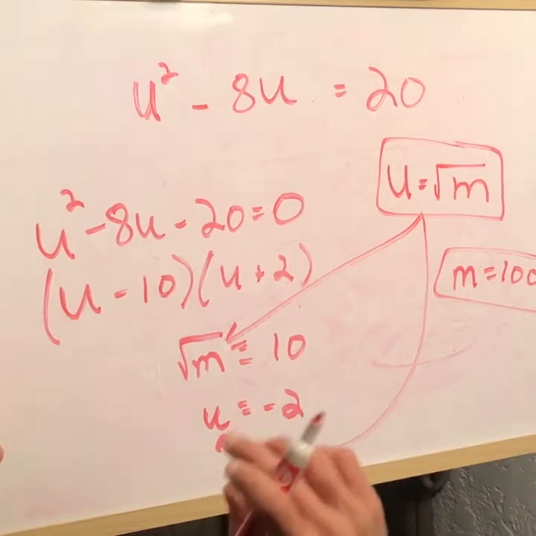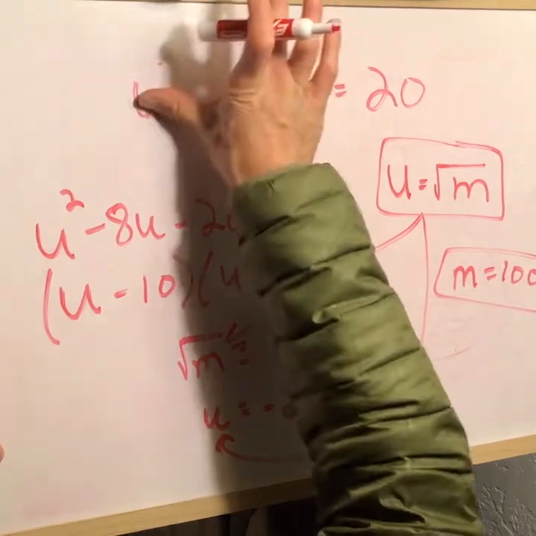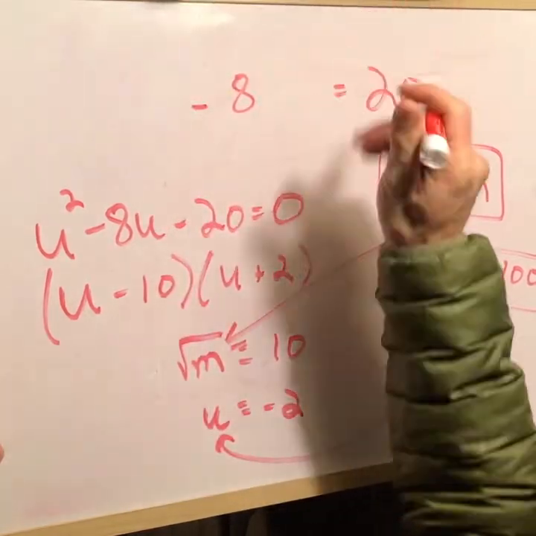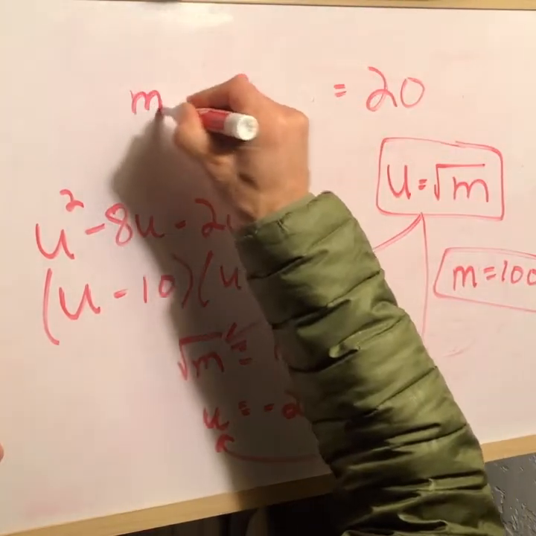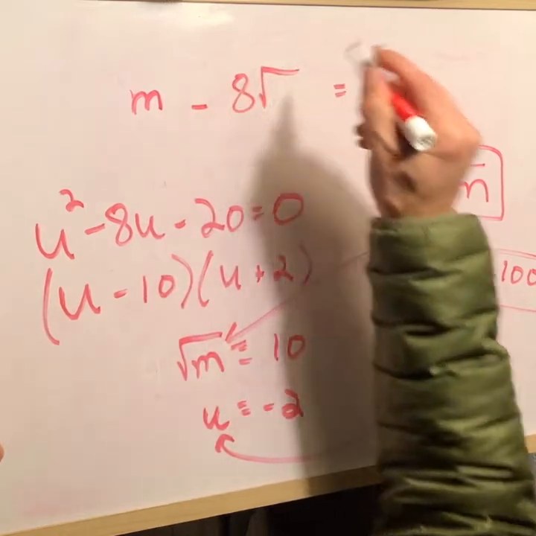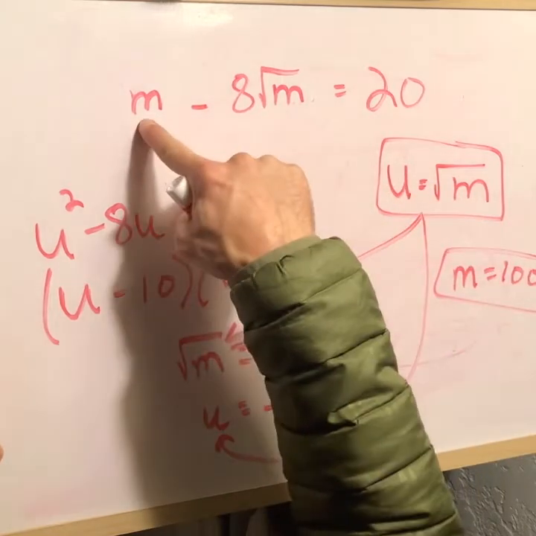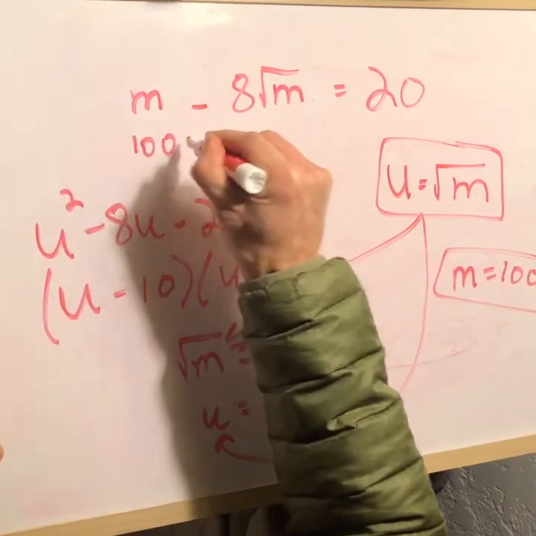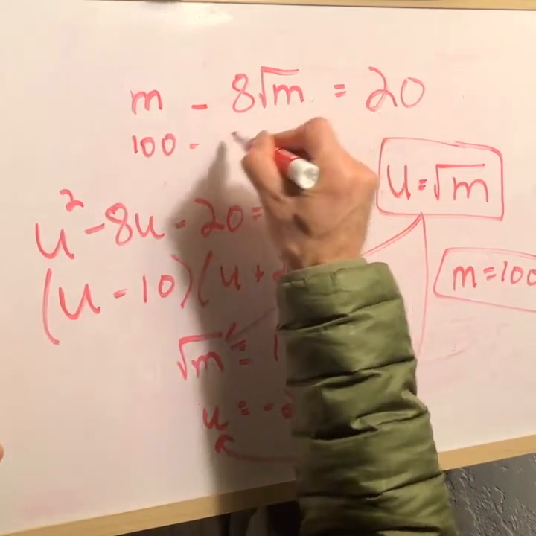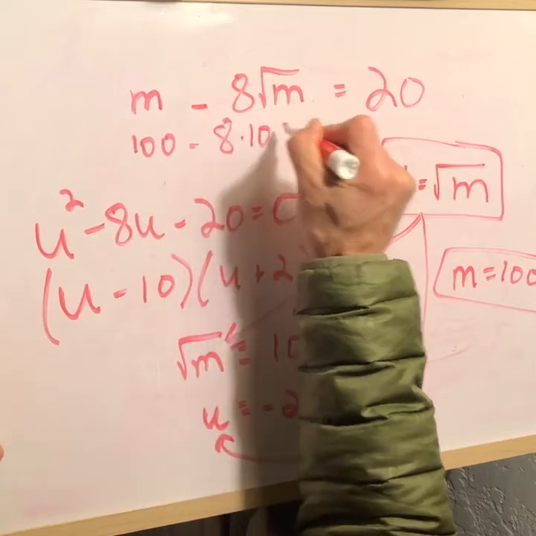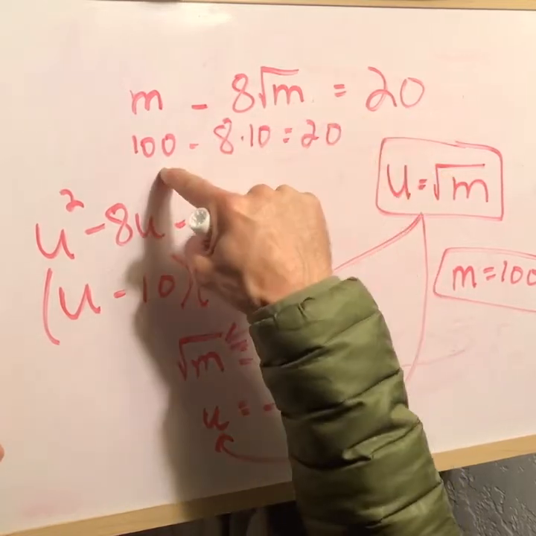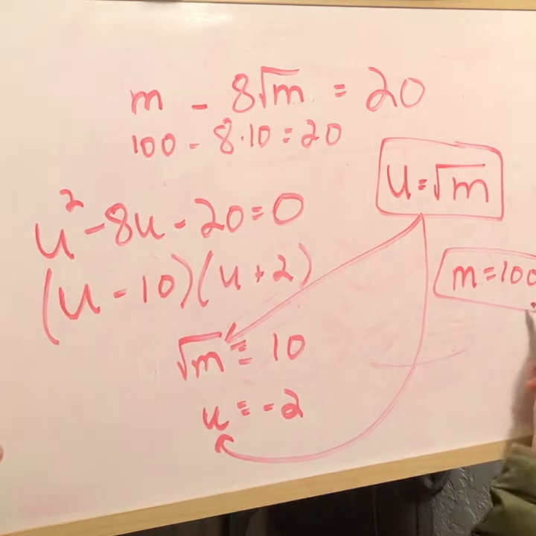My original question was m minus 8 times the square root of m equals 20. So if I plug 100 into here, 100 minus 8 times the square root of 100, which is 10. Is that equal to 20? Yeah, 100 minus 80 is 20. Yep, that works. Cool.